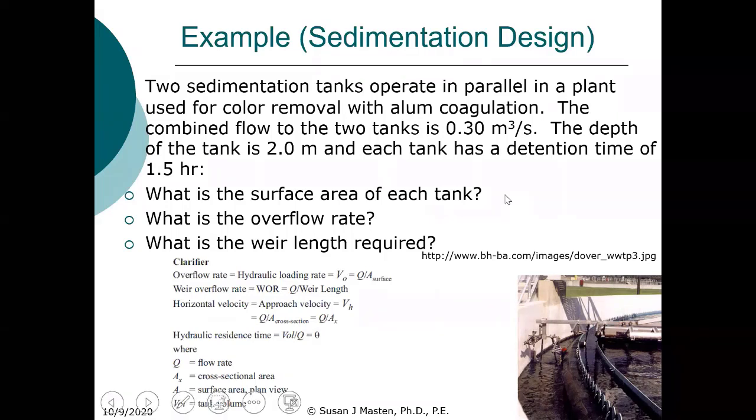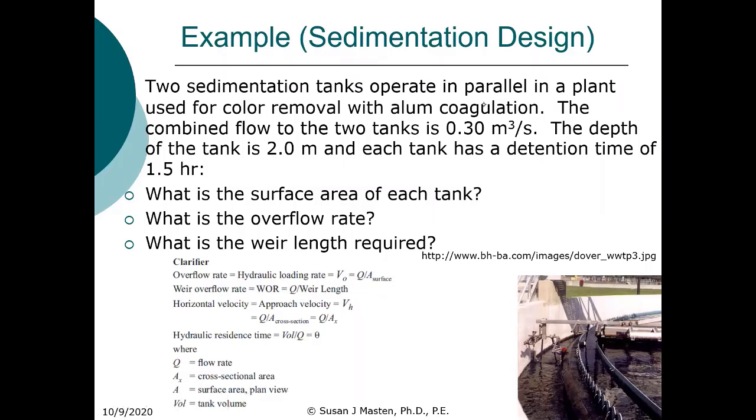All right, I think most everyone is back. So just kind of walk through this. So initially, let's just look here. We've got two sedimentation tanks that operate in parallel. Two sedimentation basins. They're operating in parallel.